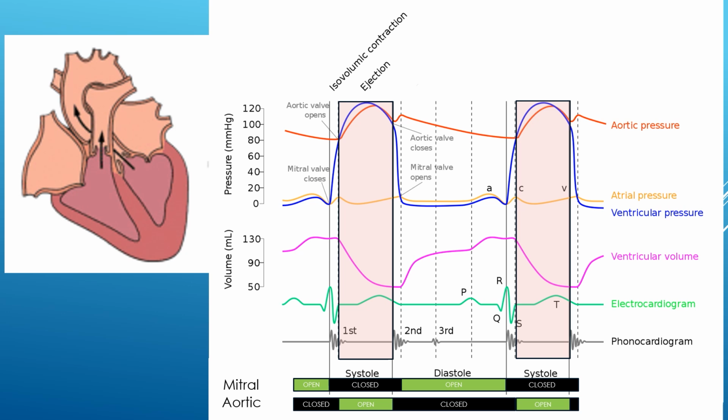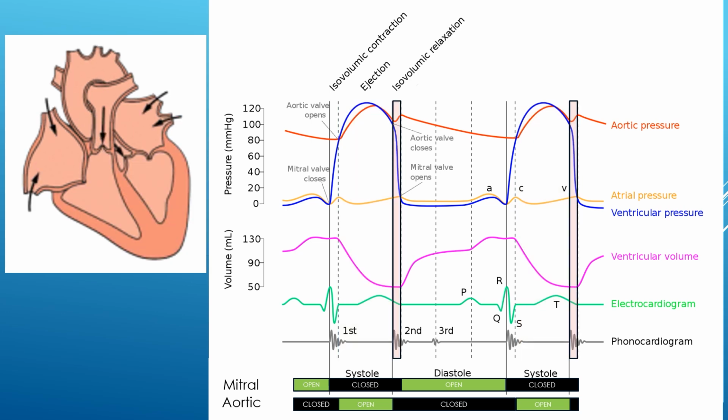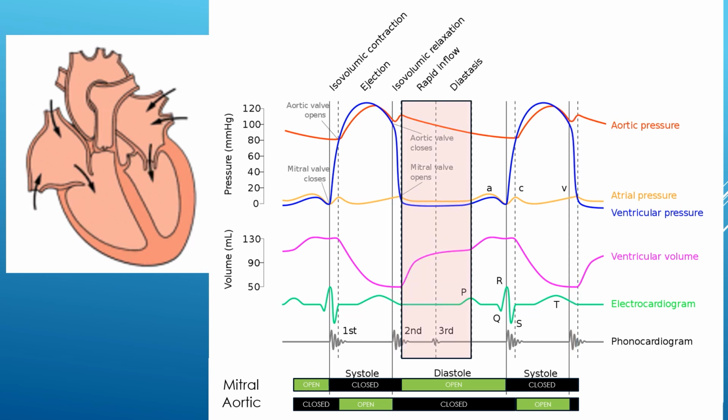Following this, we have diastole, which is broken down into a number of subphases. The first of these is isovolumetric relaxation. As the pressure in the ventricle is less than the aortic pressure and greater than the atrial pressure, all valves are closed and the ventricular volume does not change. As soon as the ventricular pressure is lower than the atrial pressure, the mitral valve opens and the ventricle rapidly fills, then continues to fill slower.